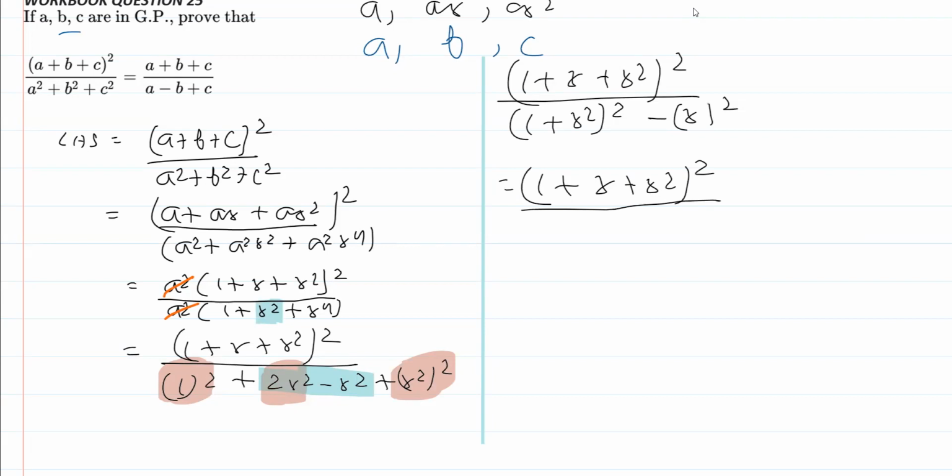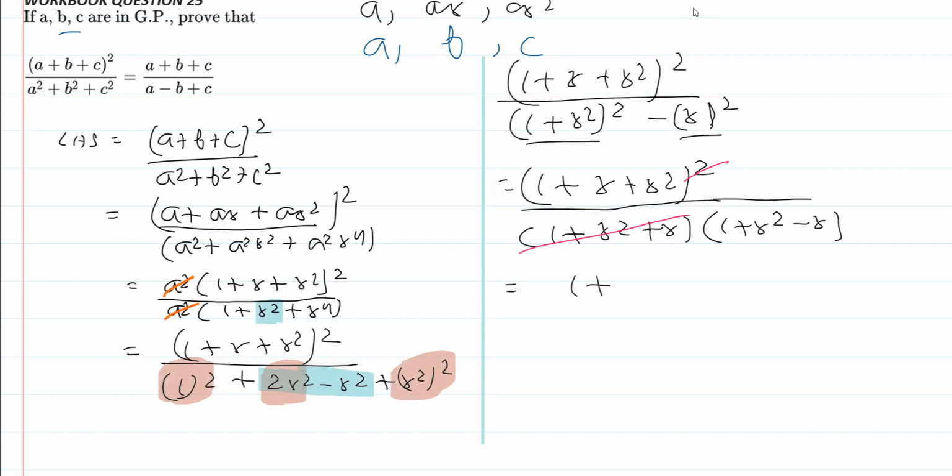Now further, I'll be applying the identity a square minus b square, that is (a plus b) into (a minus b). This is a plus b, and then we have a minus b, that is a is this minus this. As you can see, this whole quantity will be cancelled with this. They are the same, 1 plus r square, irrespective of the order. So now we are left with 1 plus r square in the numerator and 1 minus r plus r square in the denominator. That is what we got, the LHS.